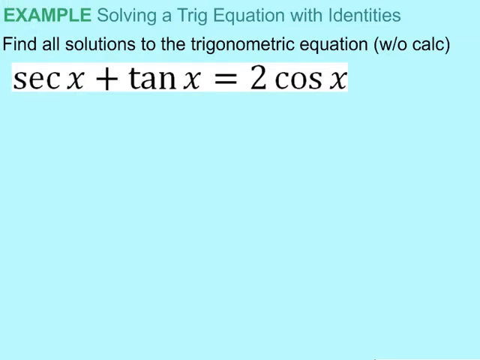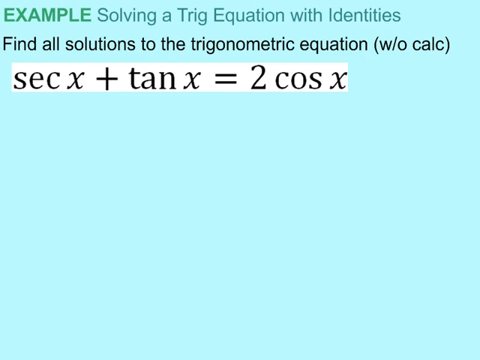Okay, let's jump in. This example says, find all the solutions to the trigonometric equation without a calculator. Secant x plus tangent x equals 2 cosine of x. Now, you just kind of step back and study it. I will admit that it's not obvious which trig identity to start out with.